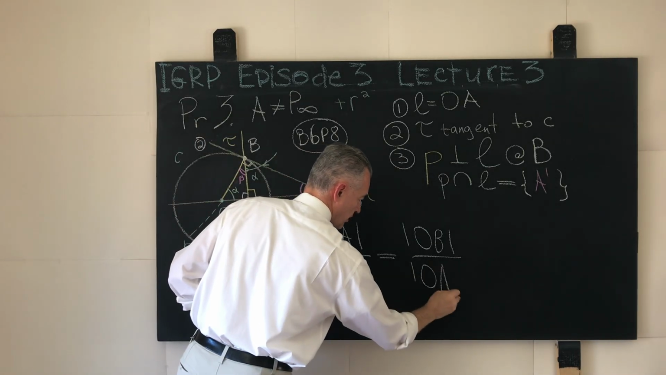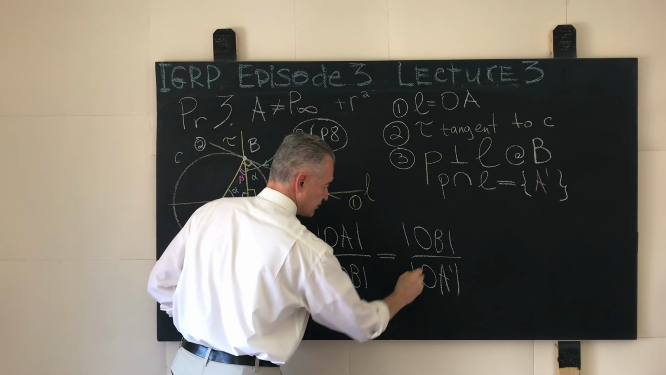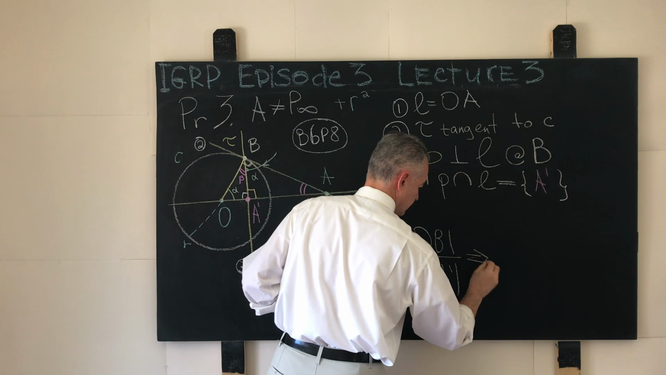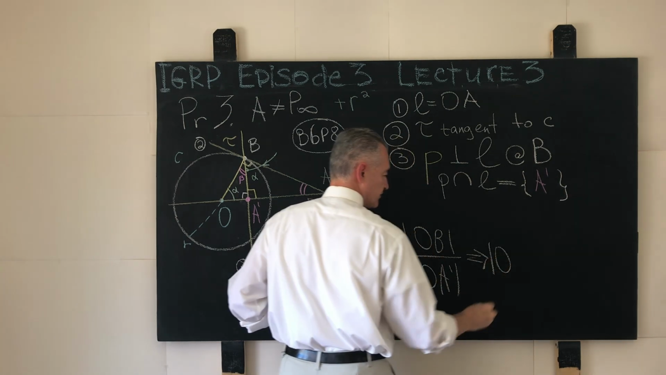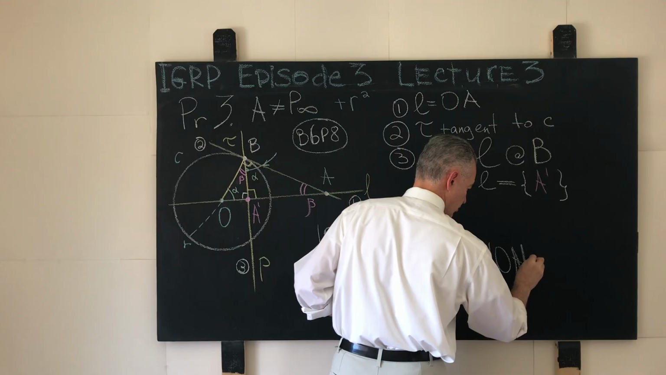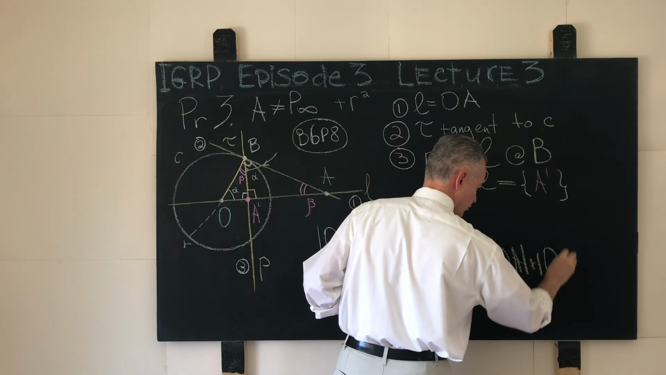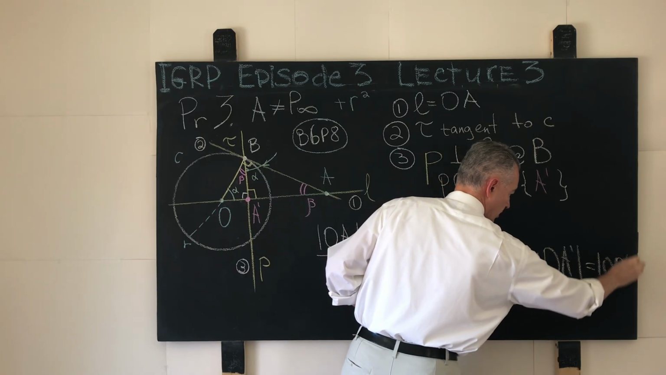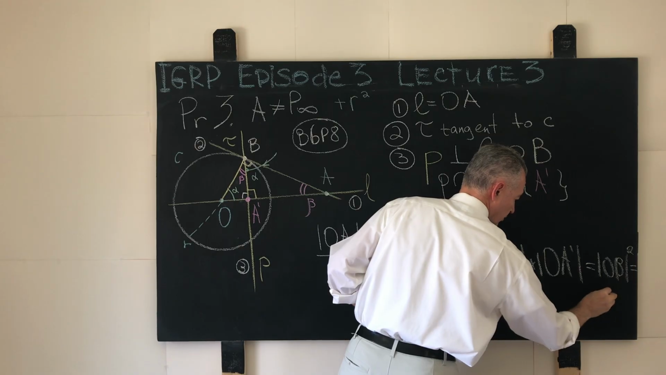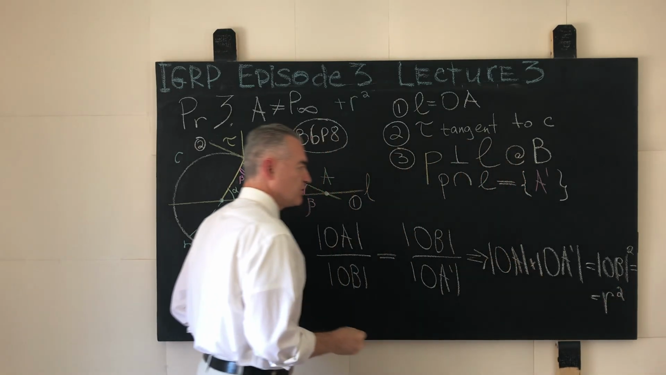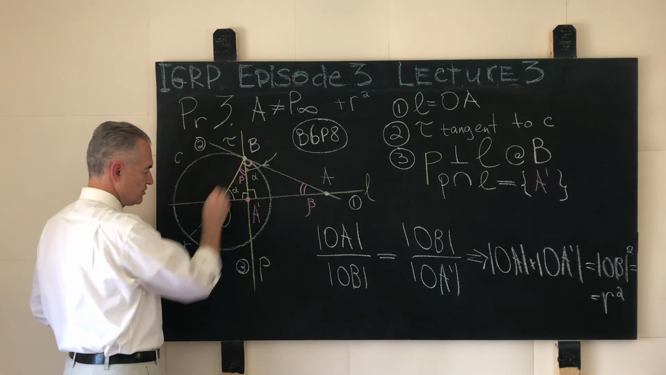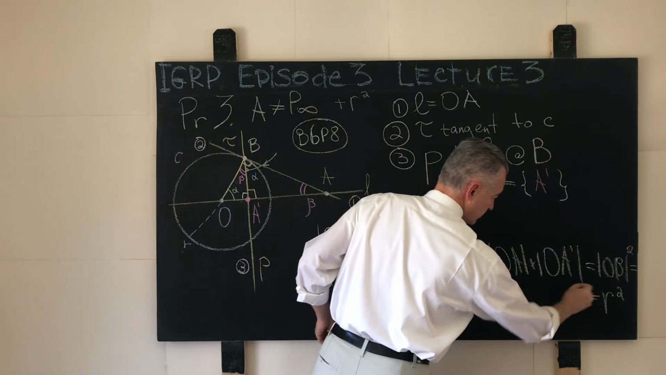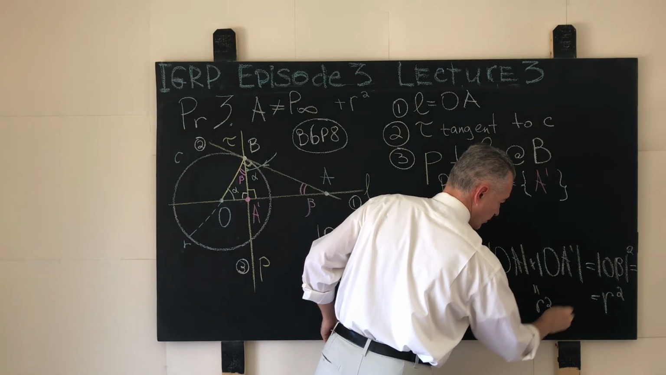Again, OA prime. Cross multiplying this ratio tells us that the product of the distances from the center of inversion to the pre-image point and from the center of inversion to the image point is precisely OB squared, which, in our case, the distance between the center of inversion O and the point of tangency, is precisely the radius of inversion. So we have it. Our product is equal to R squared.